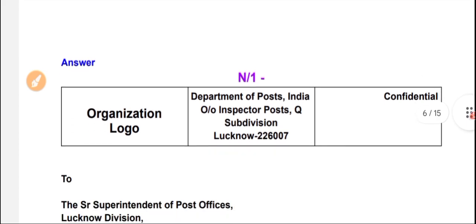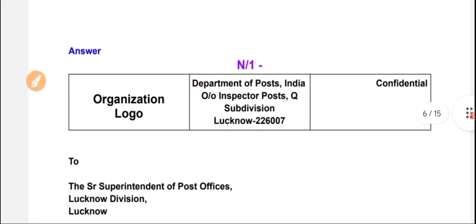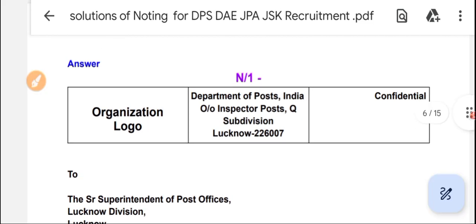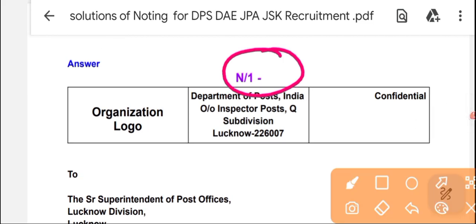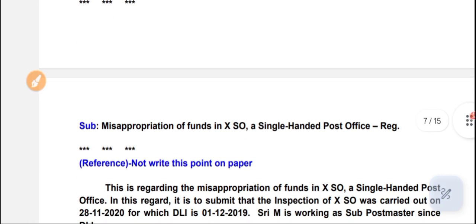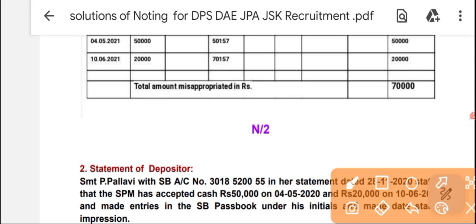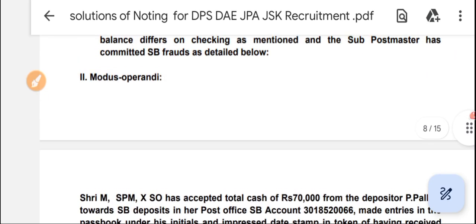Next, this is the main answer. N1 means the noting's first page. When you complete the first page, then you will write N2. If you have more pages, then you will write N3. This will be the page number.